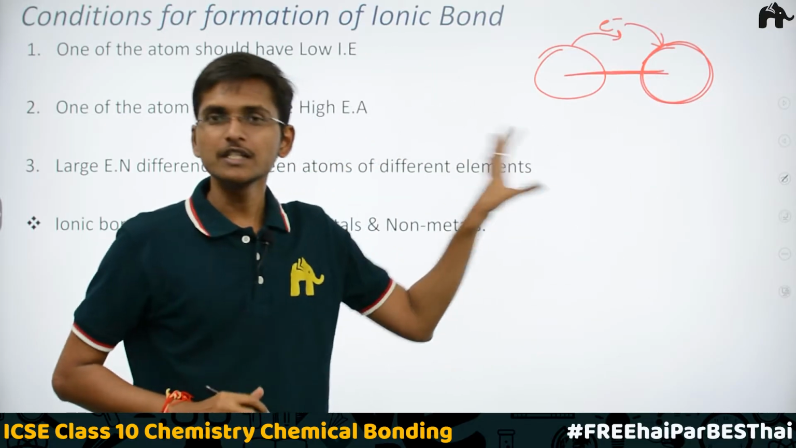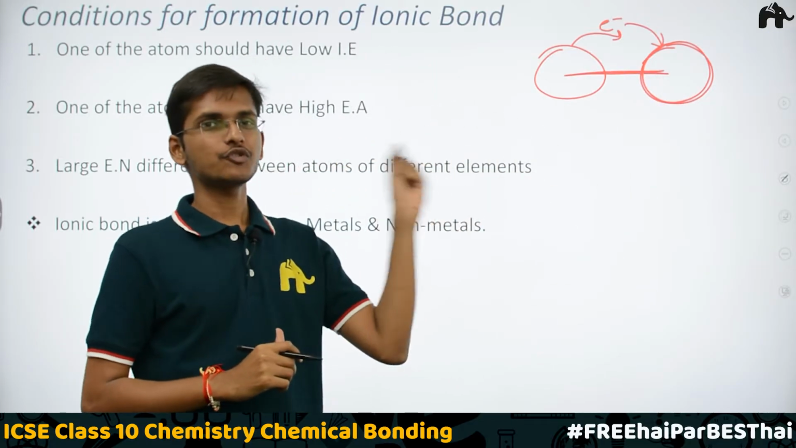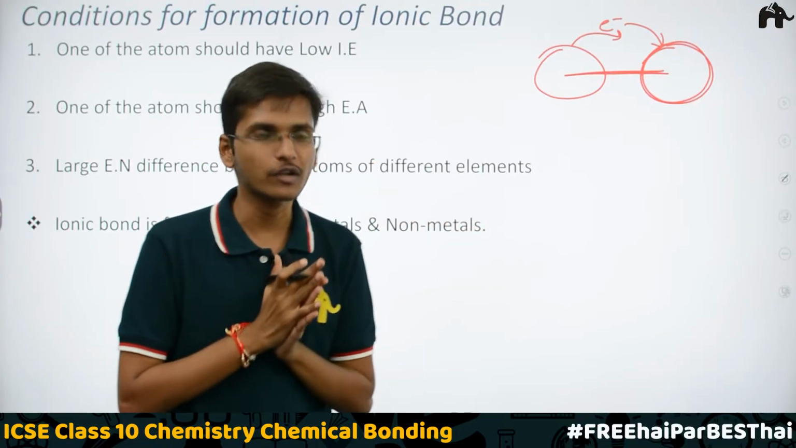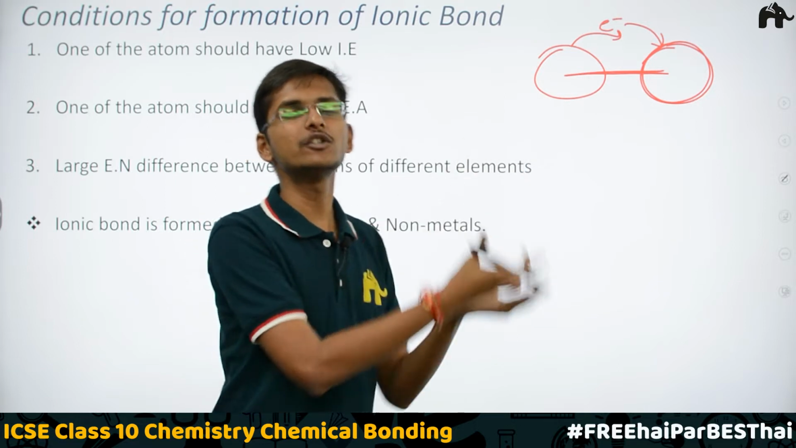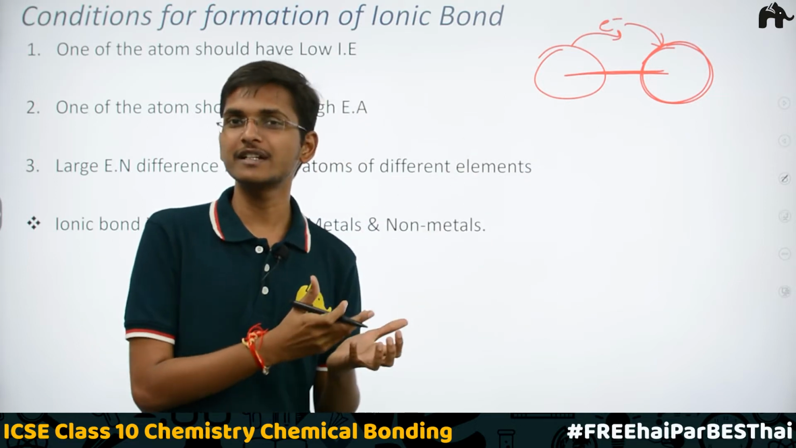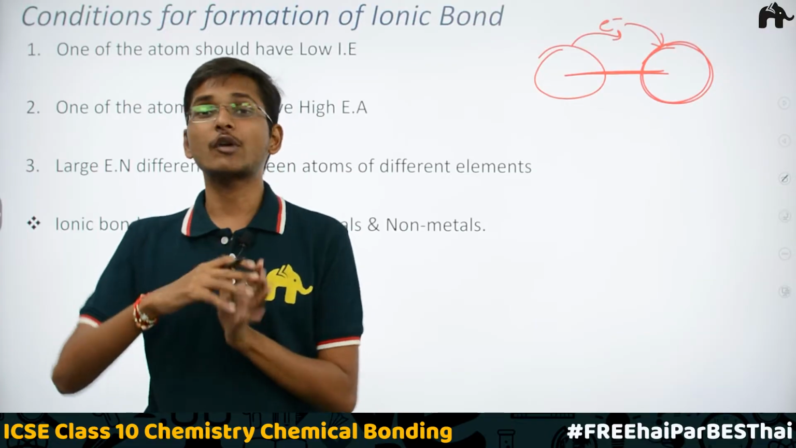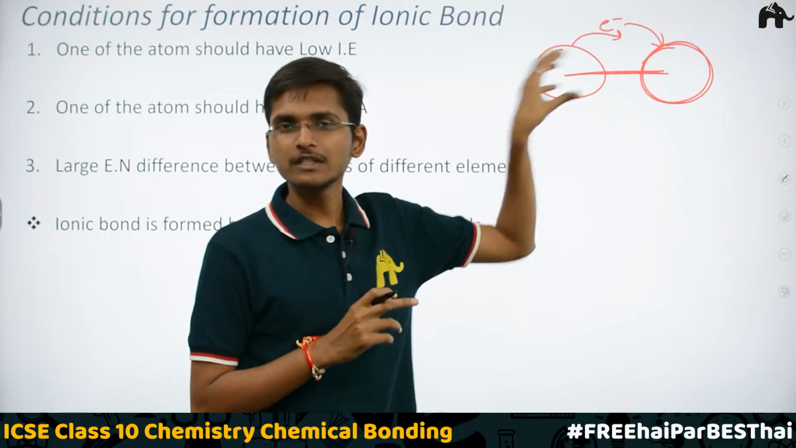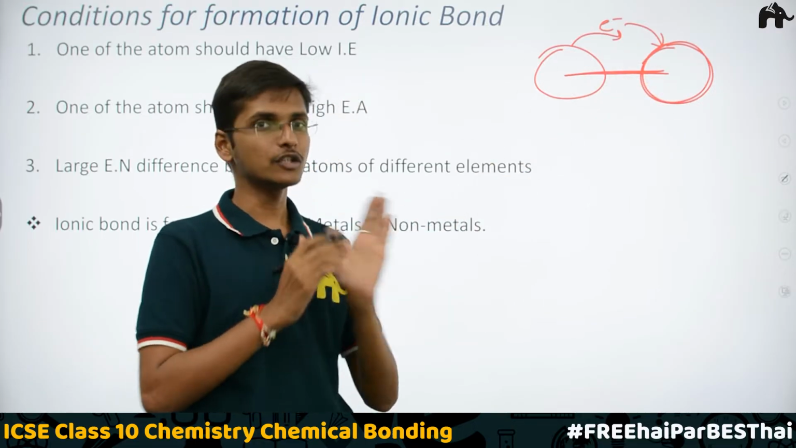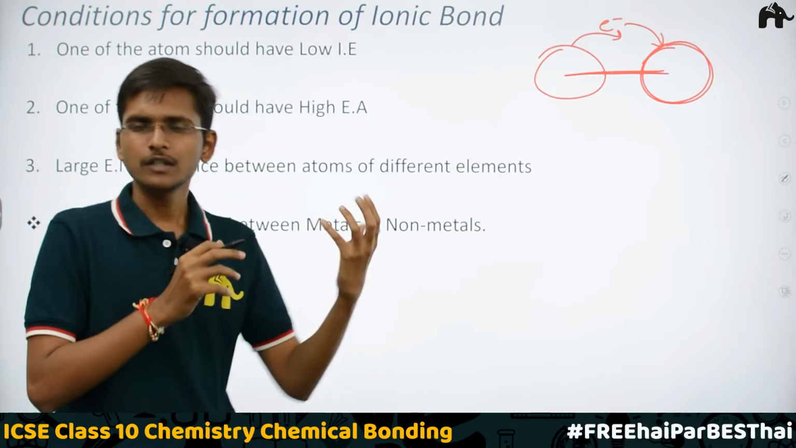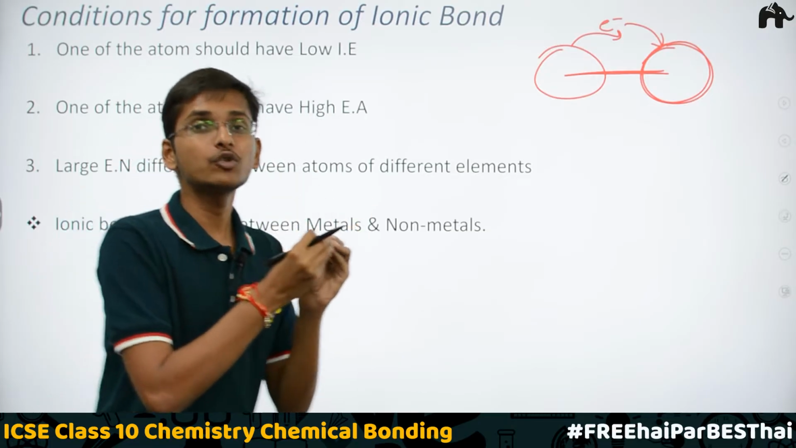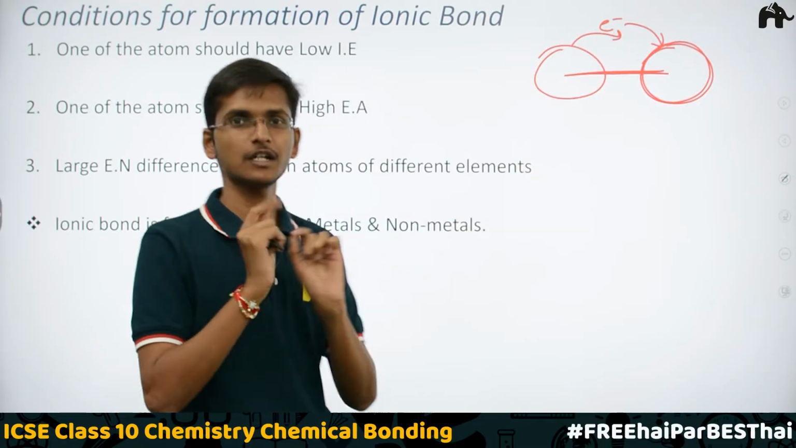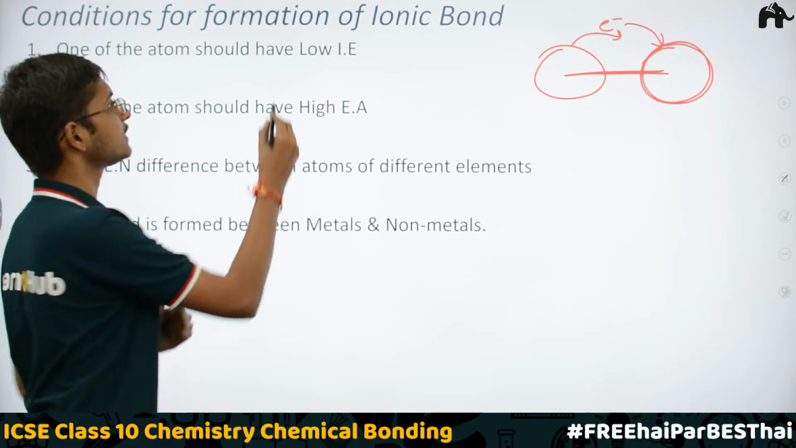Now this means that one atom should definitely have the tendency to easily lose the electron. How can we express this tendency? In terms of ionization energy. If this atom has the tendency to easily lose the electron, we can say that it has low ionization energy. Why? Because less energy is required to remove the electron. If less energy is required to remove the electron, it easily loses the electron, correct? So one of the atoms should have low ionization energy.